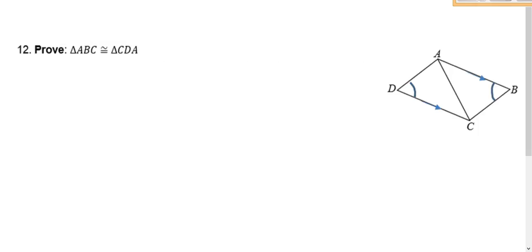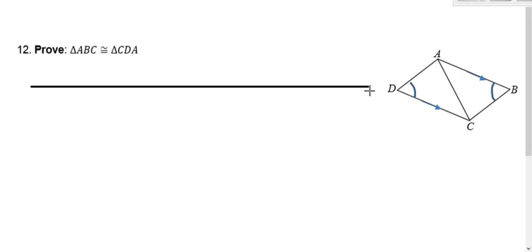So we're going to prove triangle ABC is congruent to CDA. ABC, CDA. Now, it doesn't explicitly tell us what's given, but it is marked in the picture. So if it's marked in the diagram, we can write that it's given. It's just not given in words, it's given in symbols.